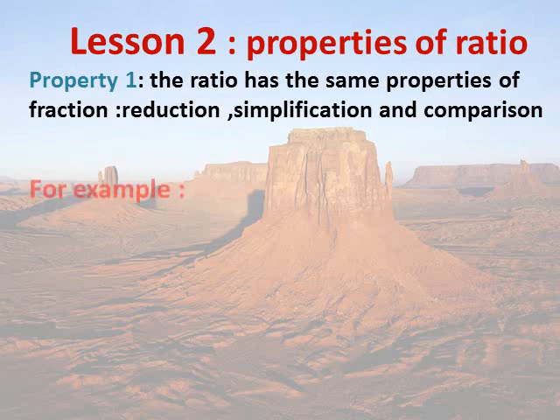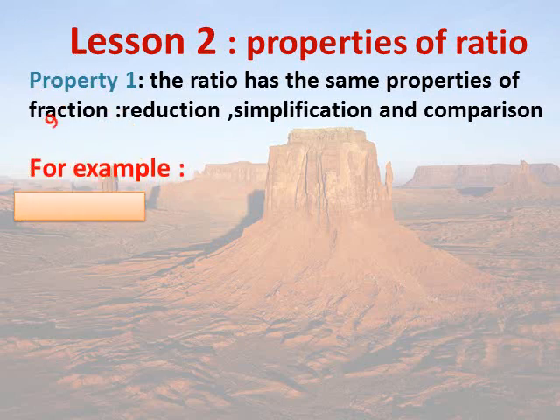For example, find the ratio between 9 to 900. The second form of this ratio, 9 to 900, equals 9 over 900, with 9 up and 900 down. To get the ratio in its simplest form, we can divide the two terms by 9. This is called reduction and simplification.